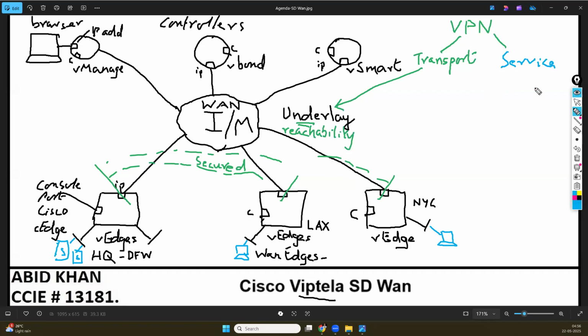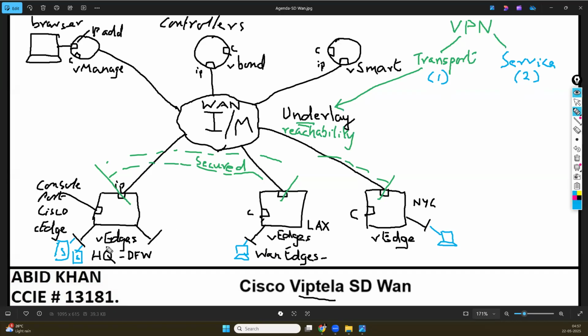Service VPN. So we have basically two types of VPN. One is known as what? Transport VPN, and the other one is known as what? Service VPN. Transport VPN is first, and service VPN will be defined later, because it depends on how you want the service to be there.